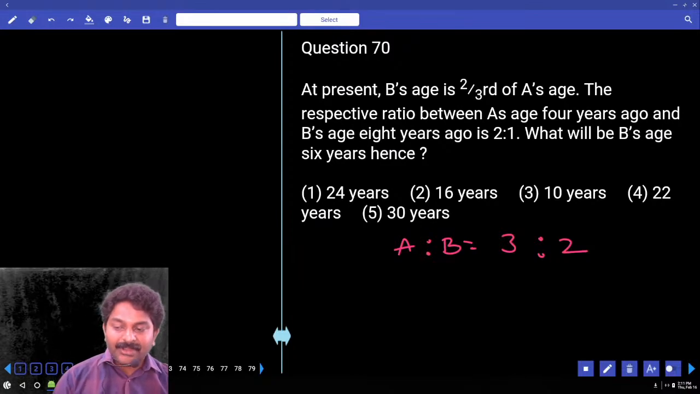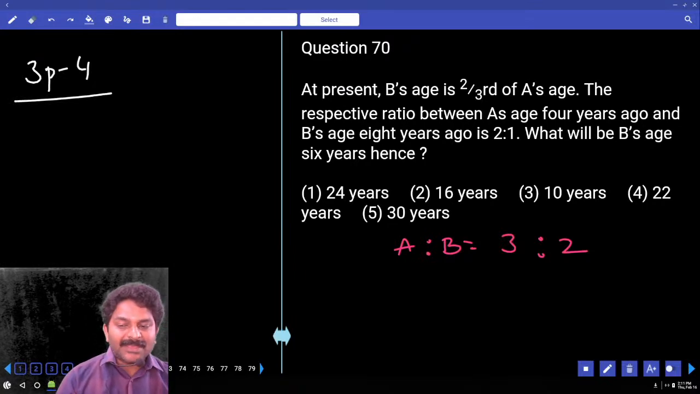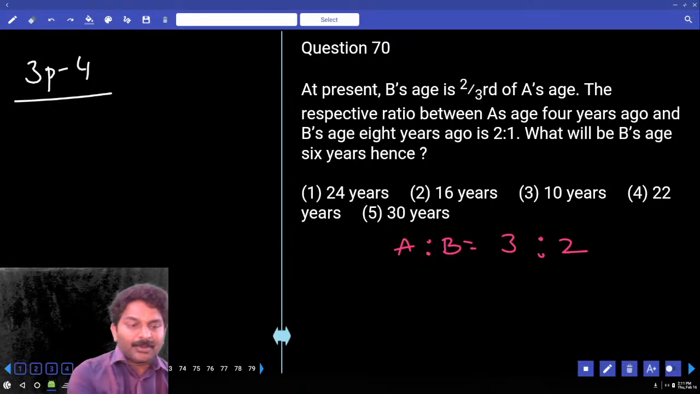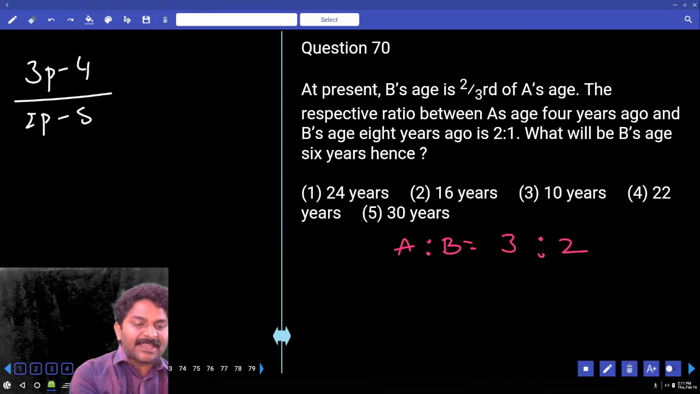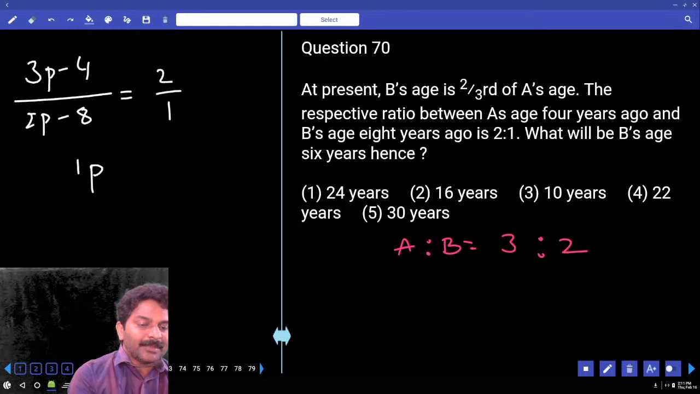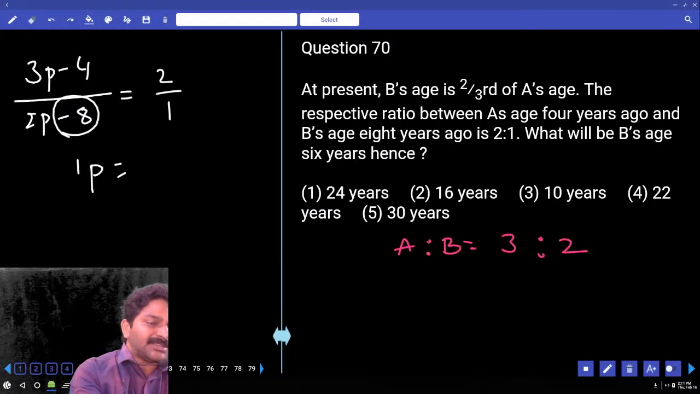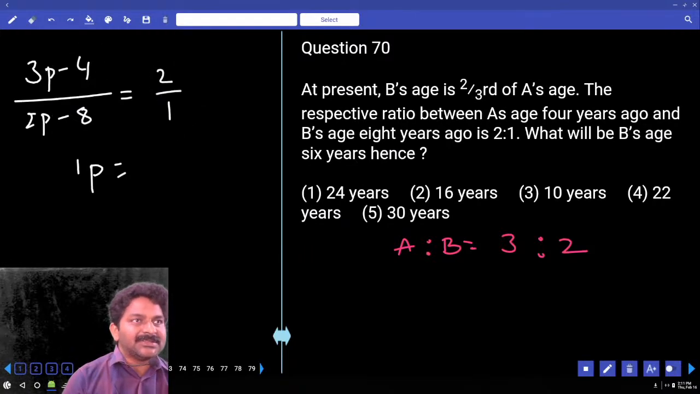A's age 4 years ago is 3 parts minus 4, and B's age 8 years ago is 2 parts minus 8. They are in the ratio 2/1. 2 parts into 2 is 4 parts. 3 parts into 1 is 3 parts. Difference, 1 part. Minus 8 into 2 is minus 16. Minus 4 into 1 is minus 4. Minus 16 goes to the other side: 16 minus 4 is equal to 12.